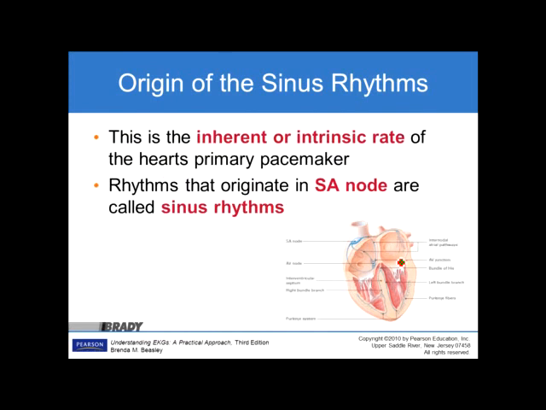This is an inherent or intrinsic rate of the heart's primary pacemaker. Rhythms that originate in the SA node are called sinus rhythms. So any rhythm that starts from this point here has a rate of 60 to 100 beats per minute, and all other normal findings on your EKG or your tracing are normal, and will be considered a normal sinus rhythm.